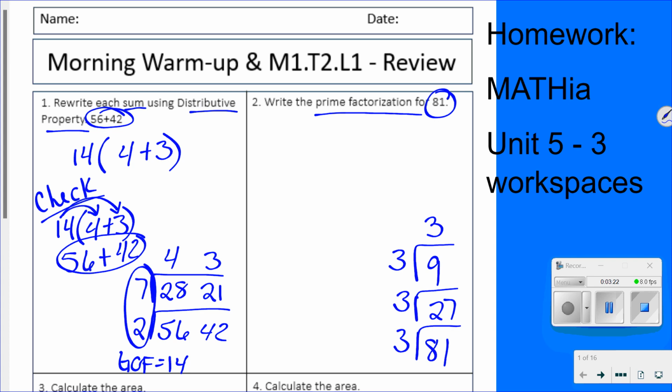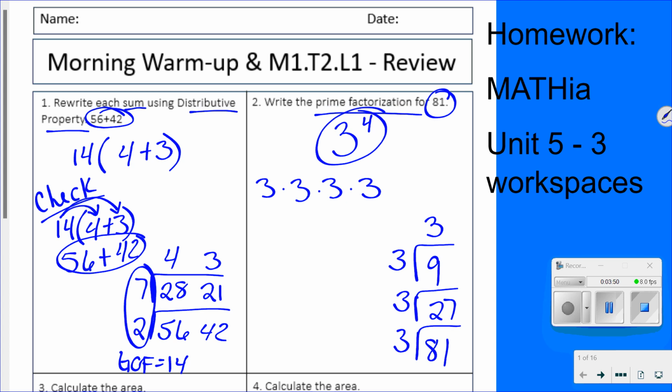So my prime factorization is what? It's 3 multiplied by 3, multiplied by 3, multiplied by 3. Or we will write it how, Storm? 3 to the 4th power. Please get into the habit of doing 3 to the 4th power. Okay?